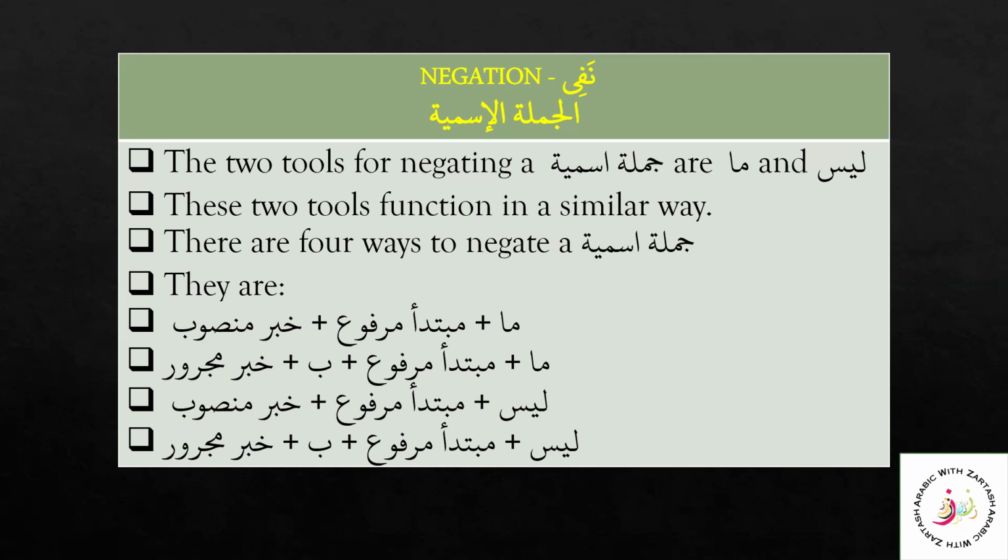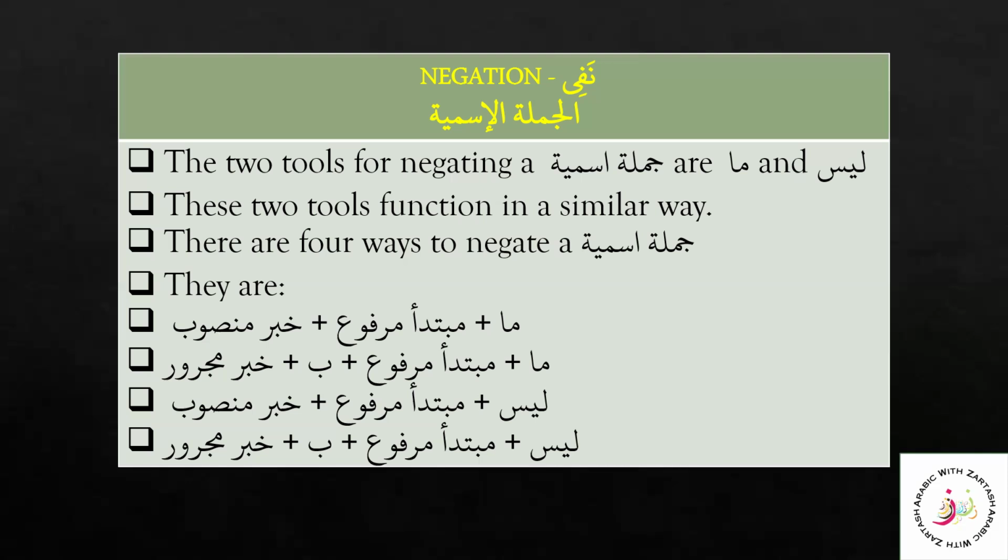As we know, the structure of the Jumla Ismiya is the Mubtada and the Khabar. When negating, we are going to add ma in the beginning. After that, the simple Mubtada Marfu. We know that the default state of the Mubtada is Marfu and it always remains Marfu. Then we have the Khabar Mansoob. Note that the Khabar is Mansoob.